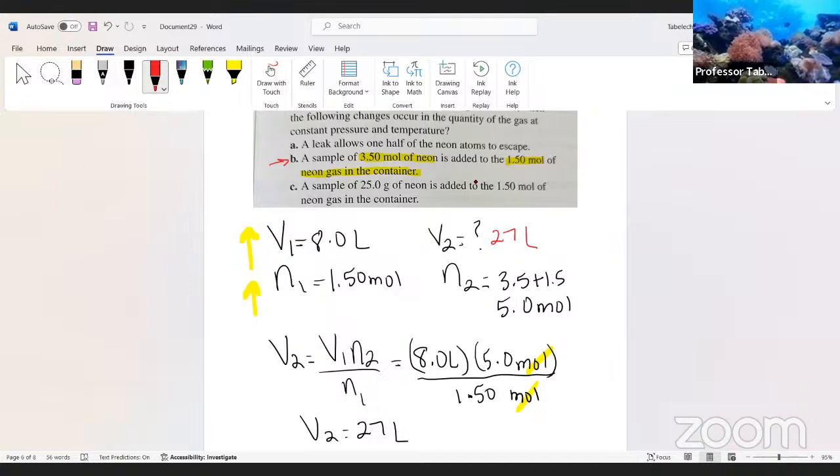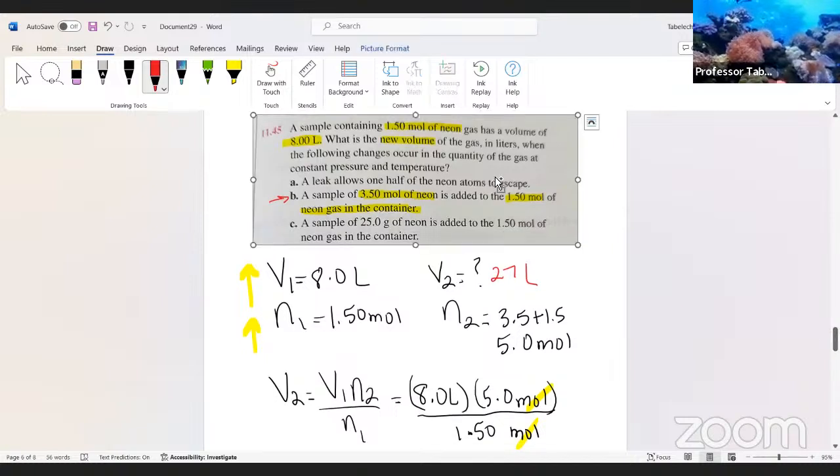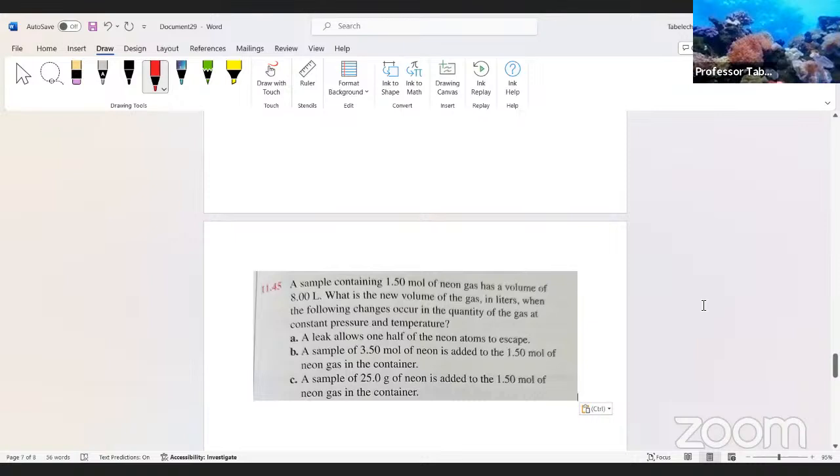Now, take a look at letter C, because for letter C, they're now telling you grams, okay? They're giving you grams. So you know you're going to have to convert the grams to moles. So again, in case you're wondering, like, well, wait, what? Let's do this problem again, but this time I'm going to take this one down here, so that I can do it on another page, so you all can see the difference here. All right, so here it is again.